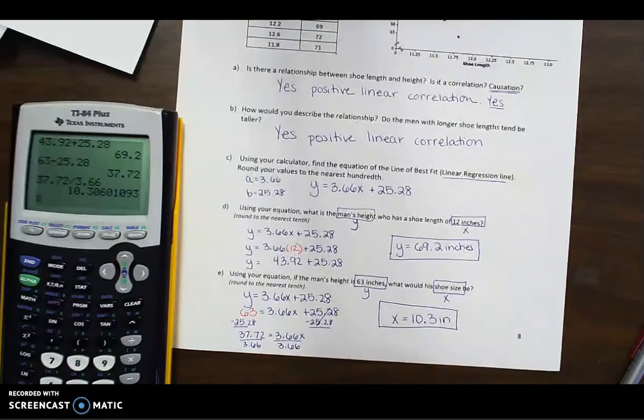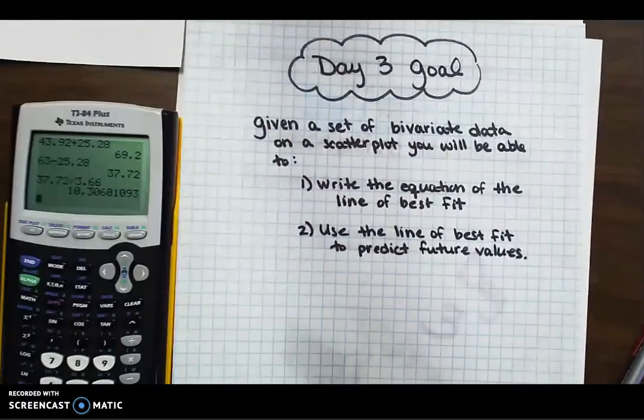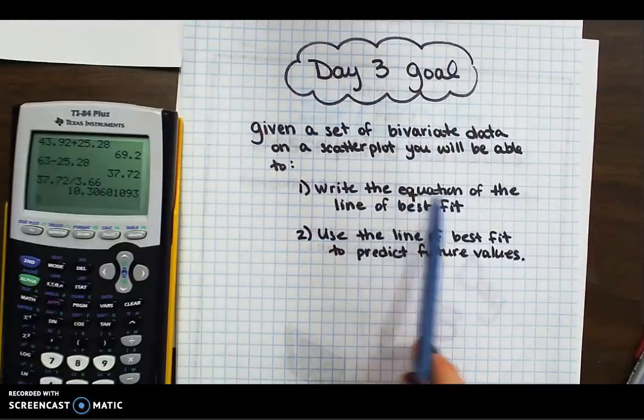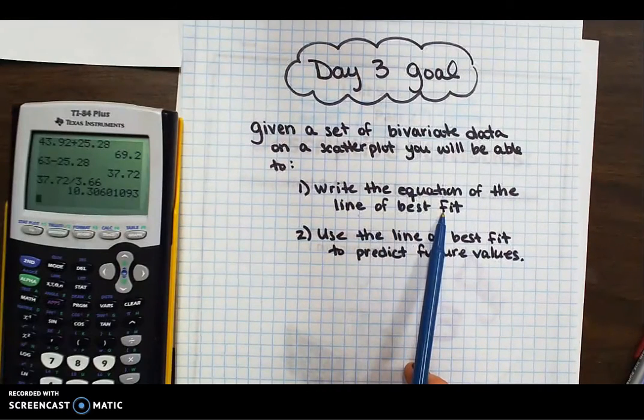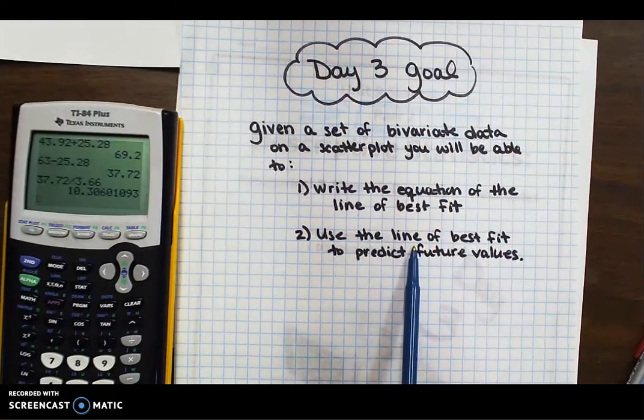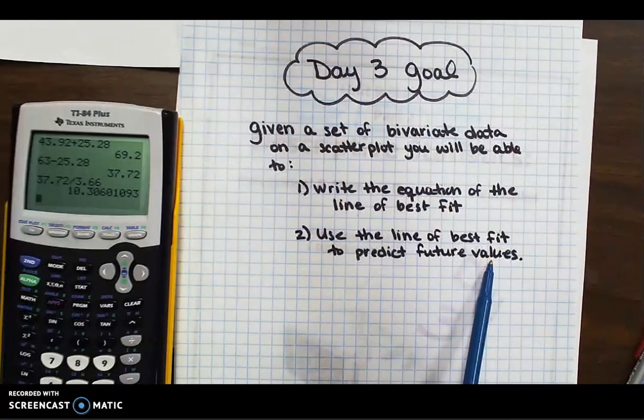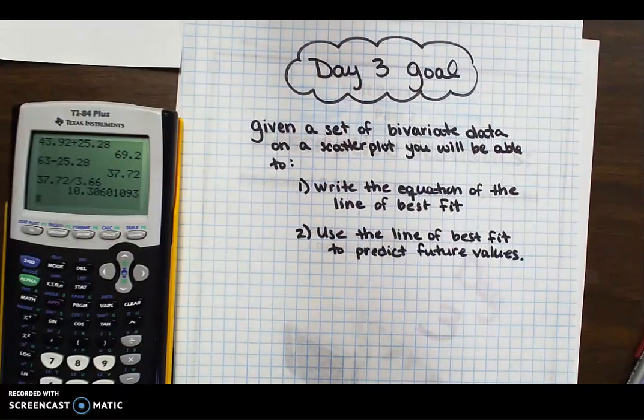All right, ladies and gentlemen, our goal for today: given a set of bivariate data, you will be able to write the equation of the line of best fit. We learned today that's also the linear regression line, and use this line to predict future values. All right, nice job. I will see you all in class tomorrow.